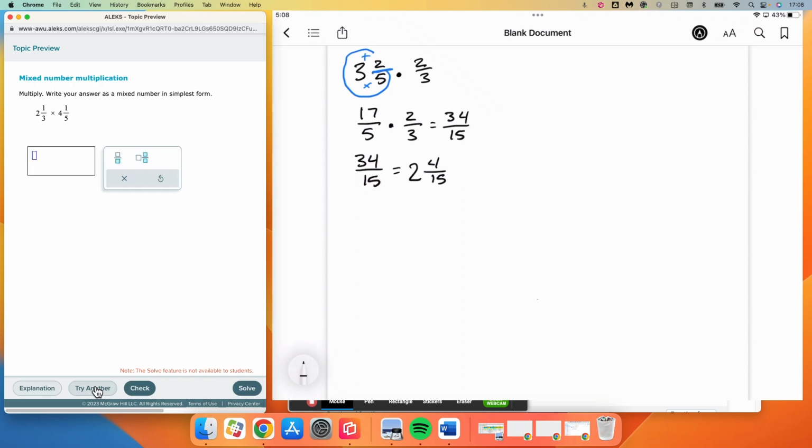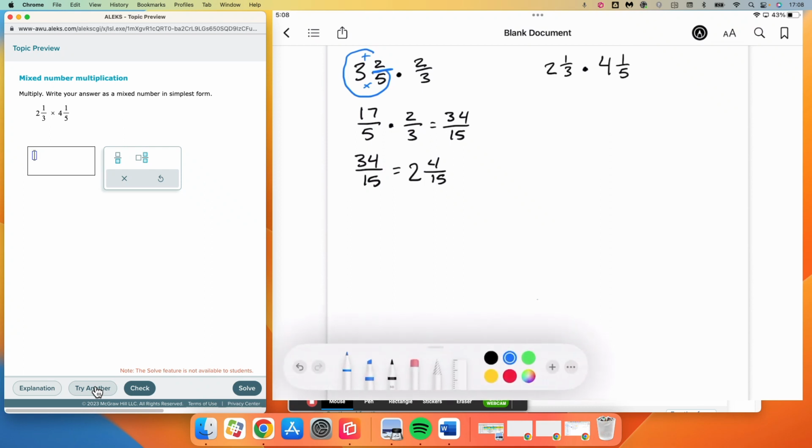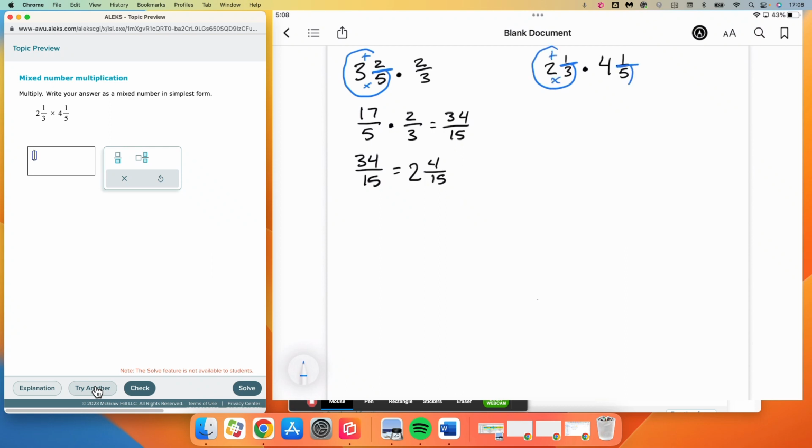On to the next, we have 2 and 1/3 times 4 and 1/5. Using the G method, multiply there, add there. We need to do it to both of these because they are both mixed numbers. We want them both to be improper fractions. So 3 times 2 is 6 plus 1 is 7 over 3. 5 times 4 is 20 plus 1 is 21 over 5.